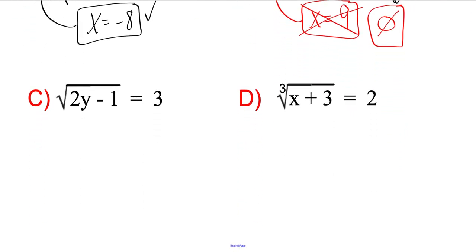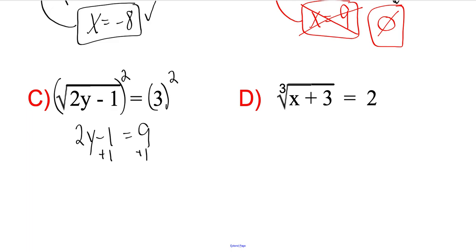So next, 2. This one shouldn't be too bad. We already have the square root by itself. So square both sides here. 2y minus 1 equals 9. And then we finish this out. So add 1 to both sides. 2y equals 10. Divide the 2. And we get y equals 5.